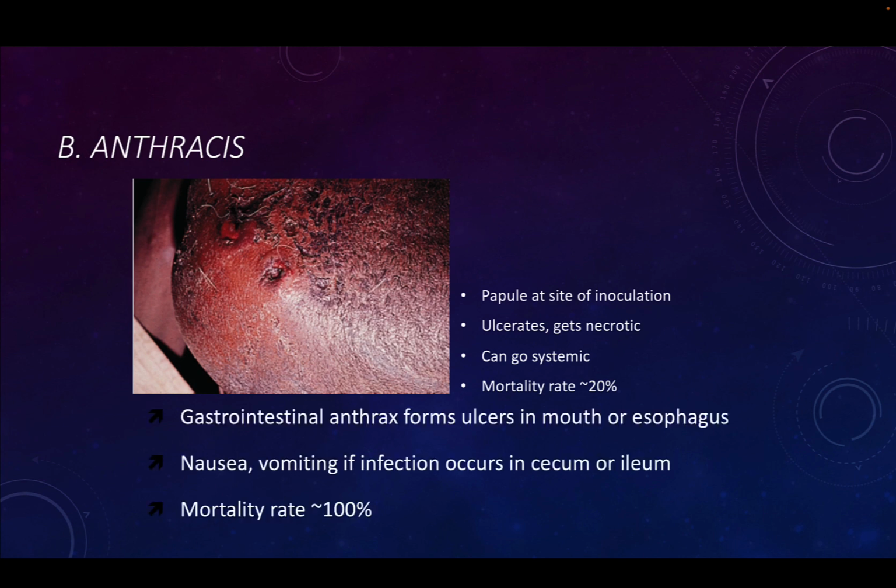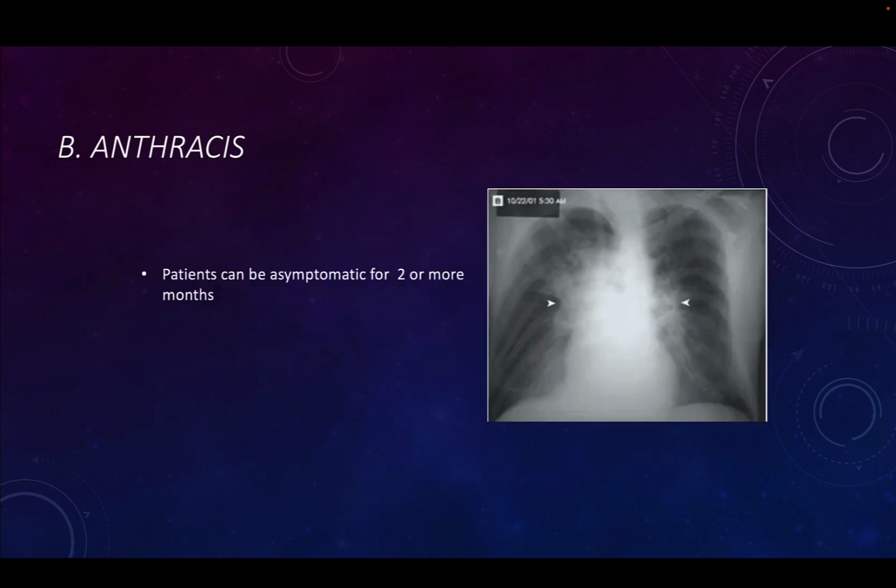The gastrointestinal form, you'll get ulcers in the mouth or esophagus wherever the spore is attached and the bacteria started to germinate. You will get nausea or vomiting if the infection occurs in the gastrointestinal tract, like the cecum or the ileum. And if left untreated, this is 100% fatal.